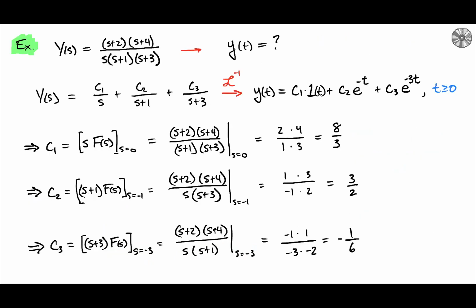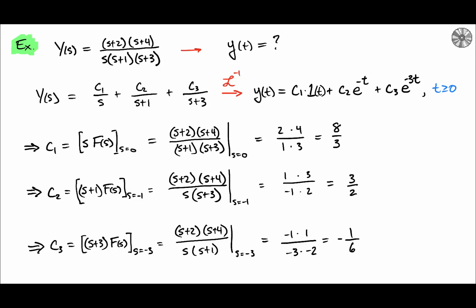So if we consider this example, now our F of S is capital Y of S, and it has a numerator polynomial that is factored into S plus 2 and S plus 4, and the denominator polynomial is factored into S plus 1 and S plus 3. So that means we're going to be seeking a partial fraction expansion that has denominators of S, S plus 1, and S plus 3. And so these are these three terms, and so we need to figure out what C1, C2, and C3 are.